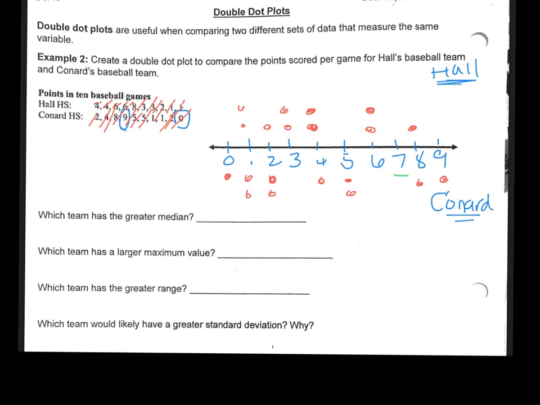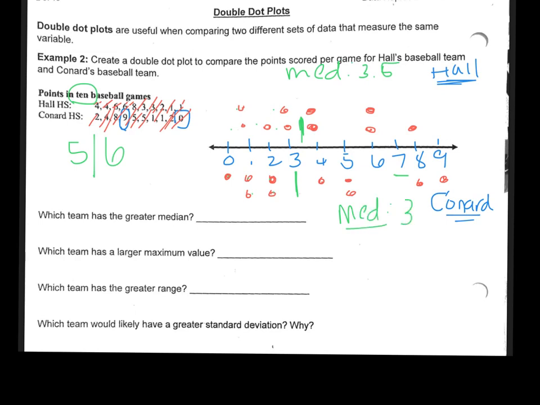So which team has a greater median? Well, again, they told me that 10 teams played. So my median is going to be between the 5th person and the 6th person. So let's count for Hall. 1, 2, 3, 4, 5. So my median is in between 3 and 4. So Hall's median is 3.5. And if I do the same thing, 1, 2, 3, 4, 5, Conard's median is between 2 and 4, so their median is going to be 3.